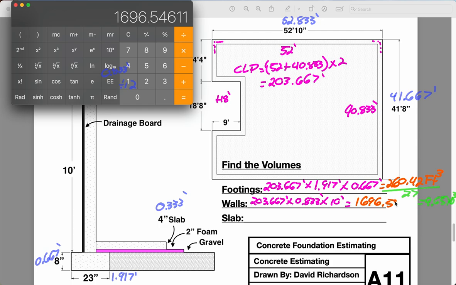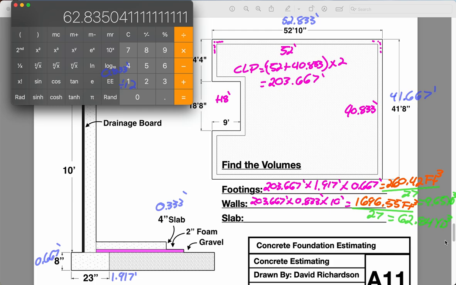1,696.55 feet cubed. Okay, again, we want that in cubic yards. We're going to divide that by 27, and we get 62.84 cubic yards. Okay, so I'll rewrite these totals at the end.